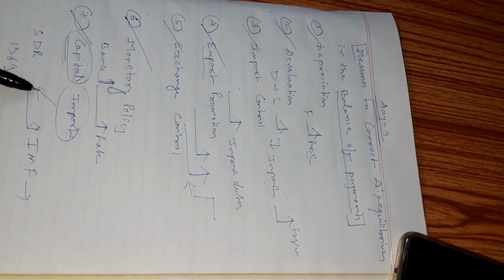Deficit in the trade balance can be corrected in the short run by borrowing capital from individuals and governments of other countries, as well as by borrowing from international financial institutions. Which type of international financial institution? Already I have told you: SDR, IMF, World Bank. There are many financial institutions.